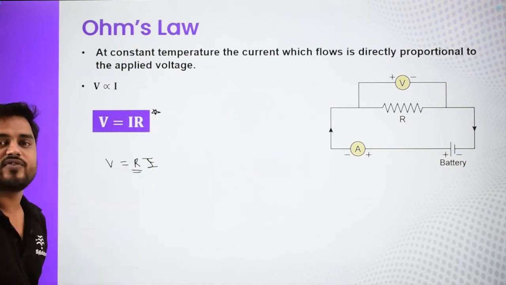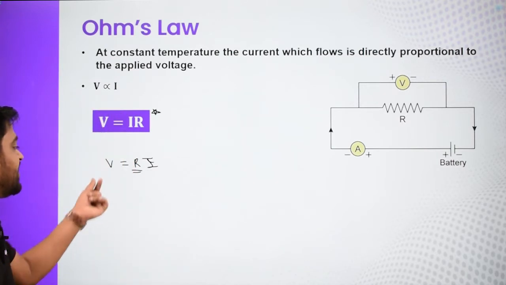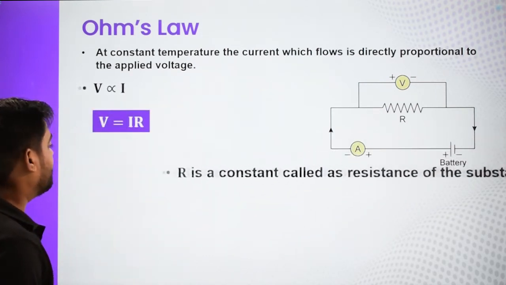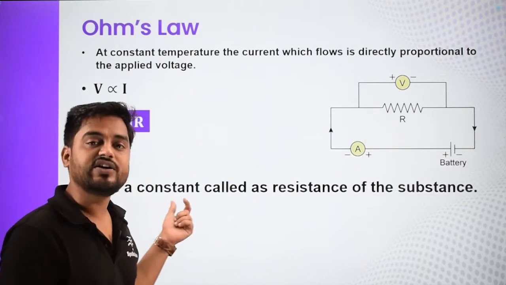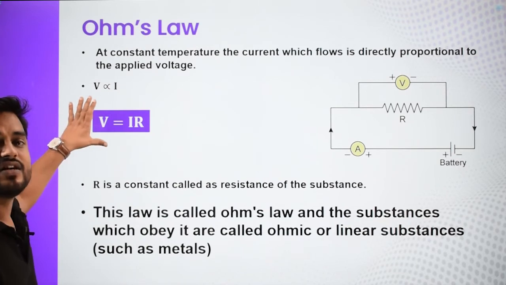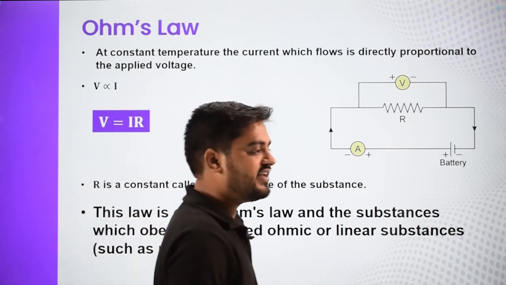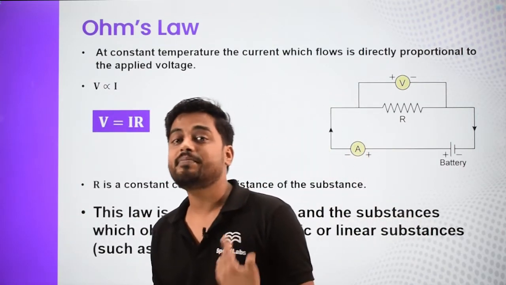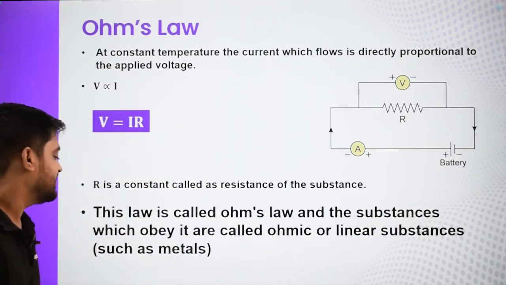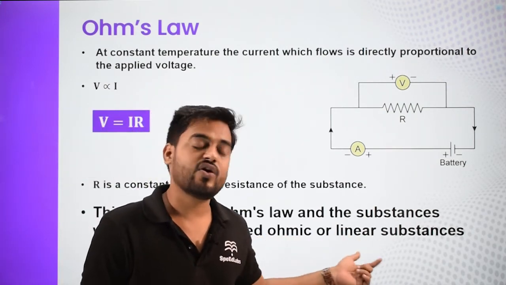This is the statement of Ohm's law, and here R is called the resistance of that conductor across which we have applied V voltage, and the current in that conductor is I. Now, what is R? R is a proportionality constant which is called the resistance of the conductor or substance. This V is equal to IR is the mathematical statement of Ohm's law, and if any material follows Ohm's law, then it is called ohmic. Otherwise, it is called non-ohmic. Generally only metals or conductors are ohmic substances or linear substances.